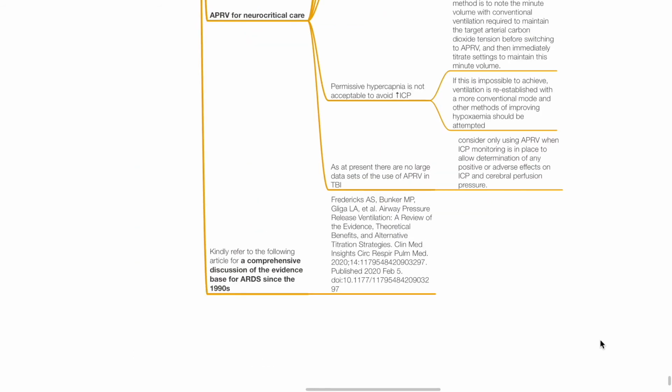Kindly refer to the study by Fredericks et al. in year 2020 for a comprehensive discussion of the evidence base of ARDS since the 1990s.